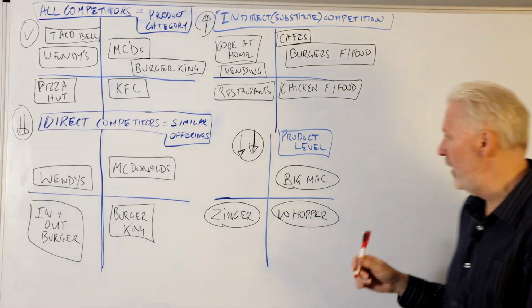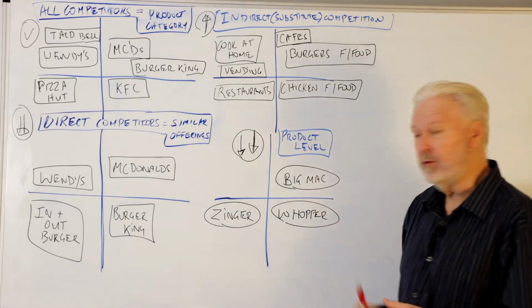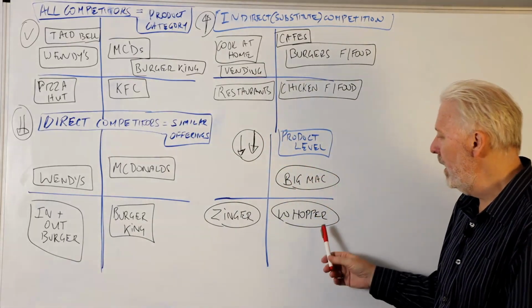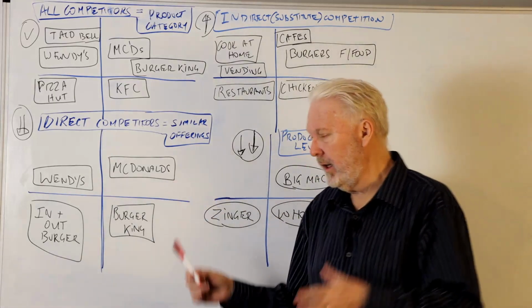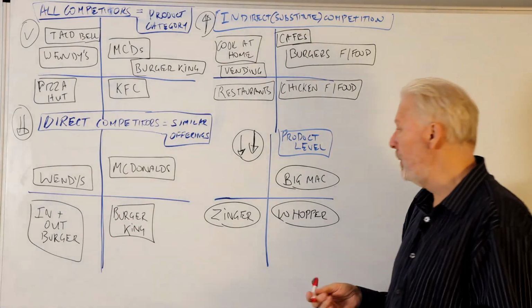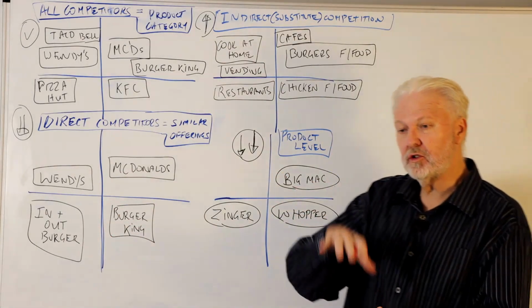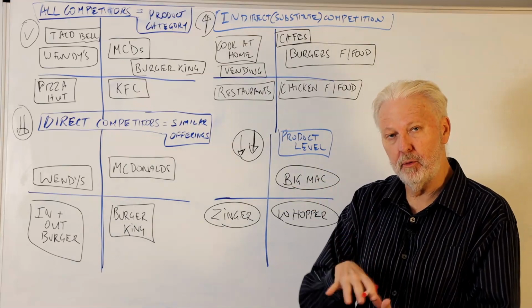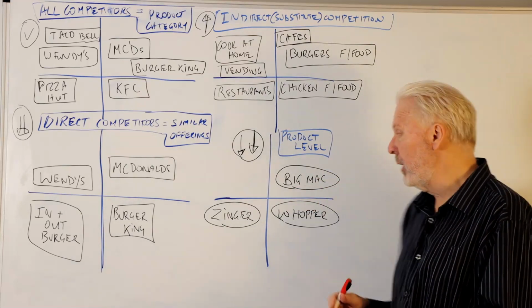We could actually go down even further to a product level. So here I've got the Big Mac, the Whopper, the Zinger, or any other exclusive product that's offered by our direct competitors. And what we're doing is trying to, again, understand how people perceive the different products.